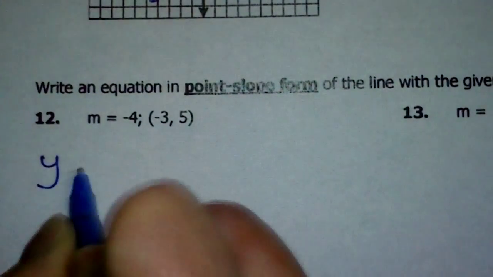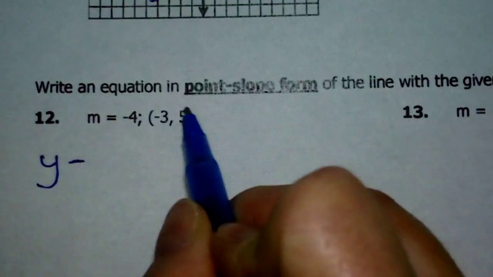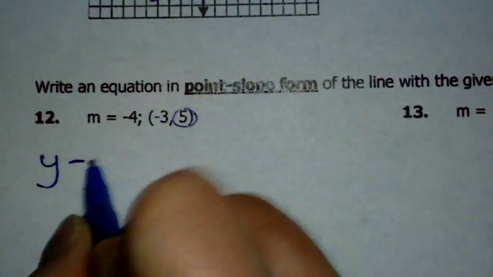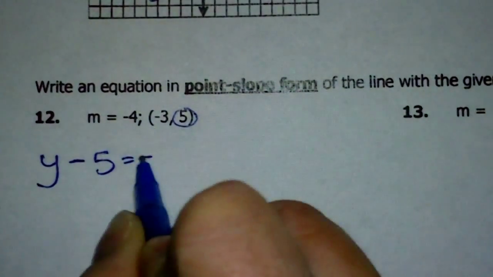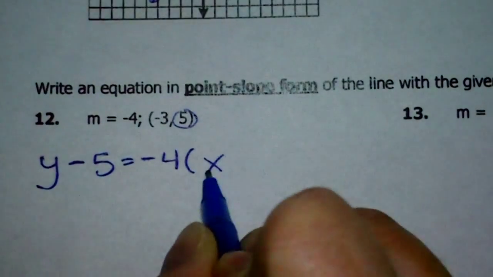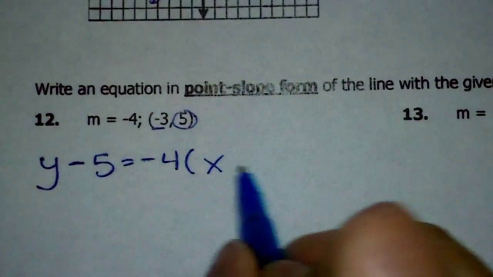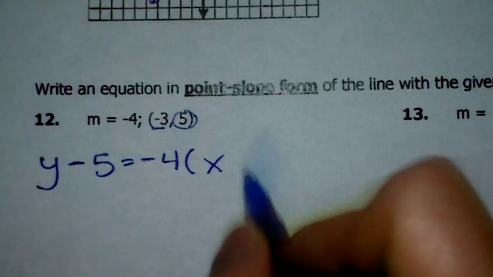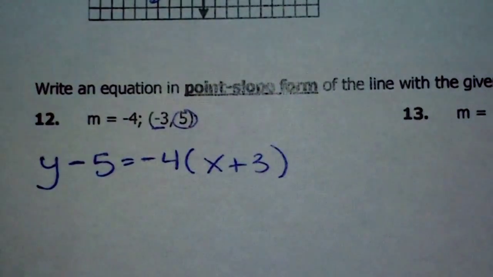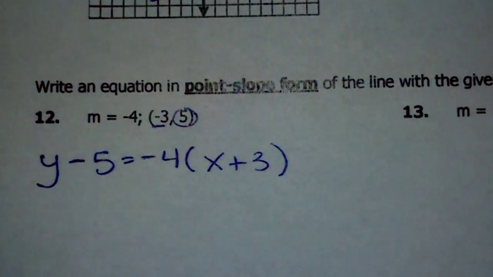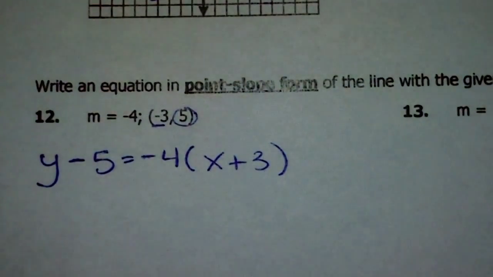So y minus, I see that my y that's given is 5, equals my slope times the quantity of x. And this is a negative 3 here. So I want to do minus negative 3, which would mean I end up with plus 3 at the end. You didn't have to do anything else. I asked for point-slope form, the end.